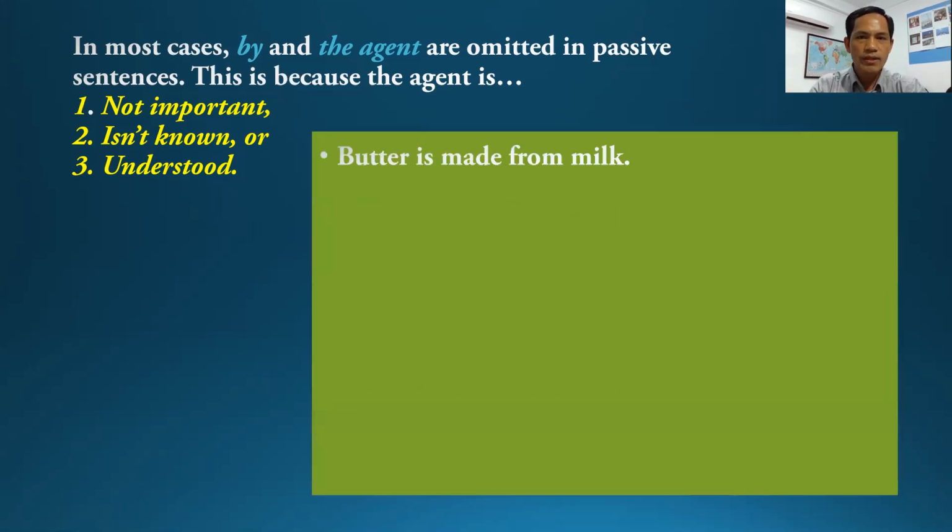Example, butter is made from milk. By whom? Can be anyone. Not important, okay? The agent is not important. The White House was built in 1800. Our focus is the White House, not by who. In this case, the White House is more important and the year is more important, but who is not important.